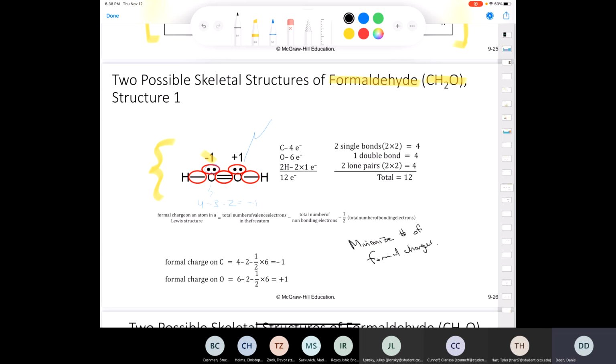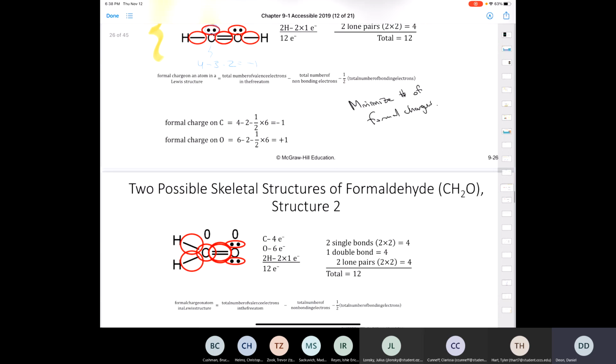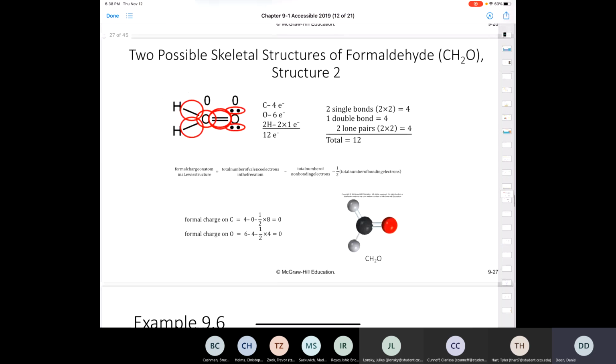And when we seek to minimize the number of formal charges, we find there's actually a better Lewis structure for formaldehyde. It's shown right here, where the carbon has 2 single bonds and a double bond, and the oxygen has 1 double bond and 2 lone pairs. And now you can see the formal charge of the oxygen and the carbon are both 0. And so this would be the correct Lewis structure for formaldehyde.